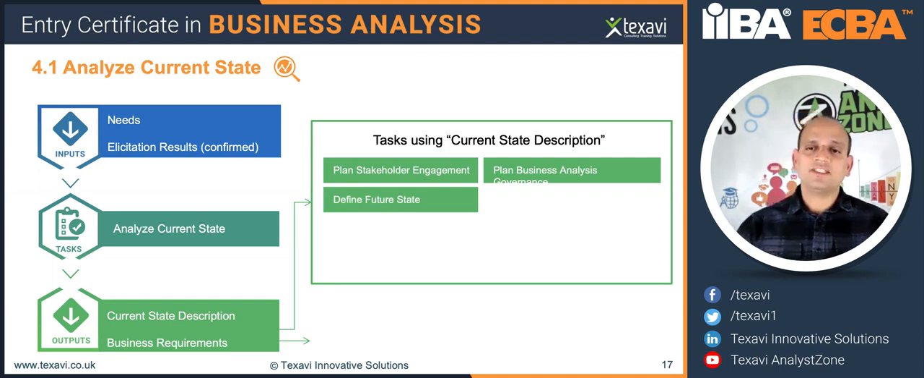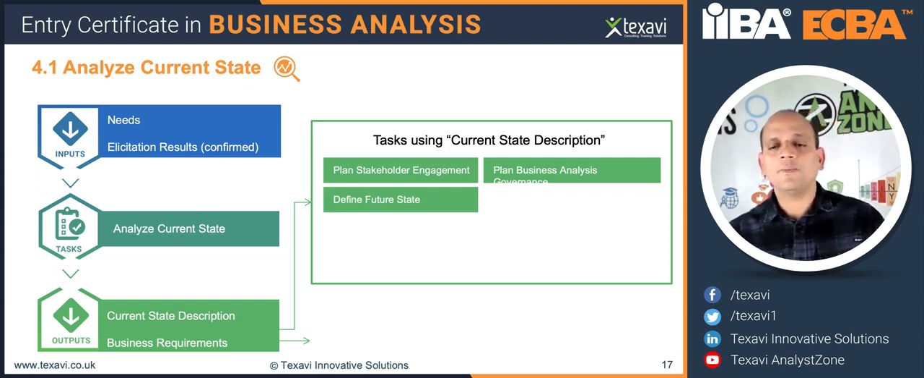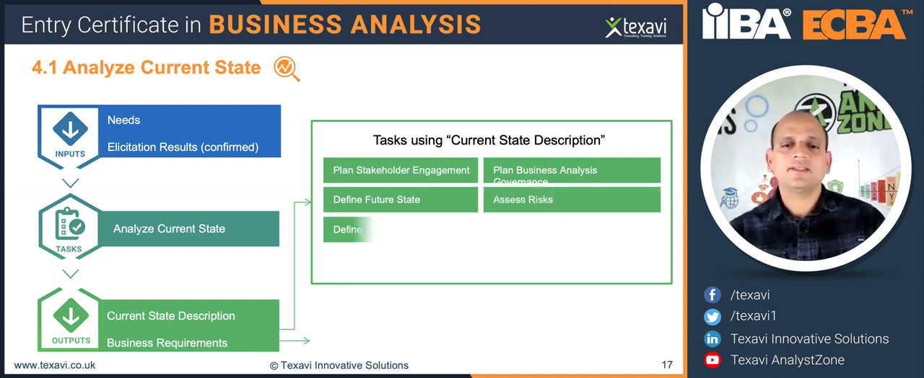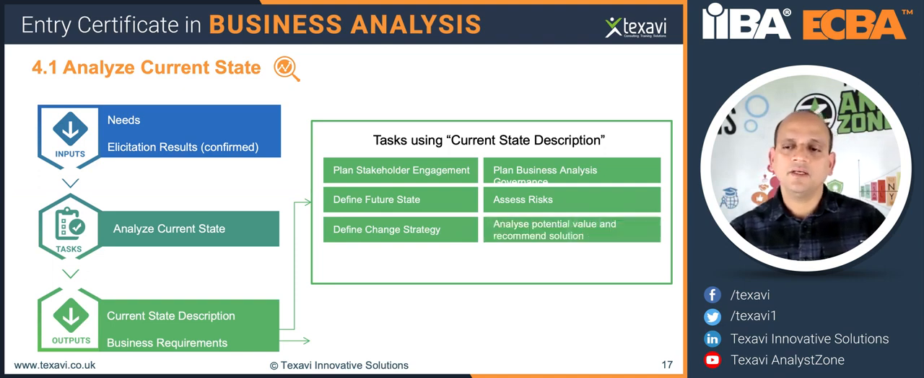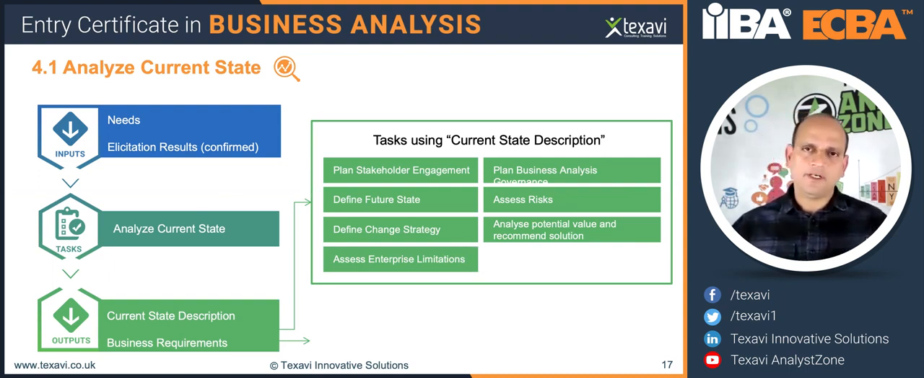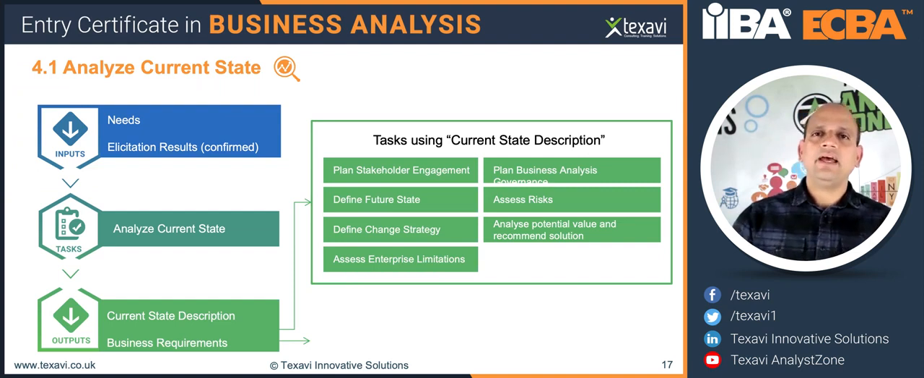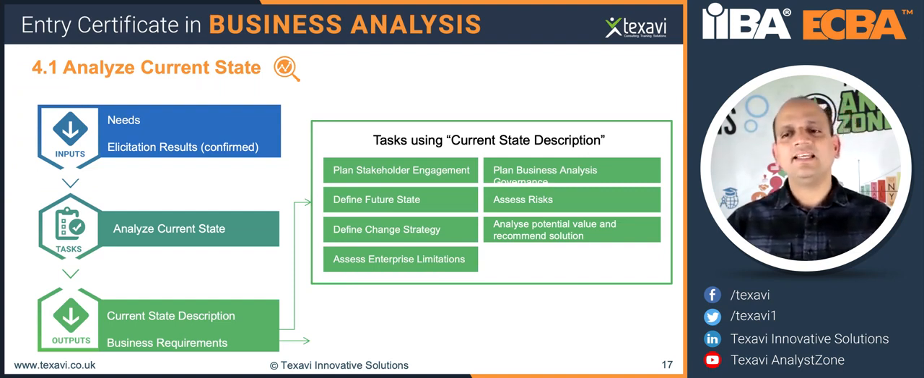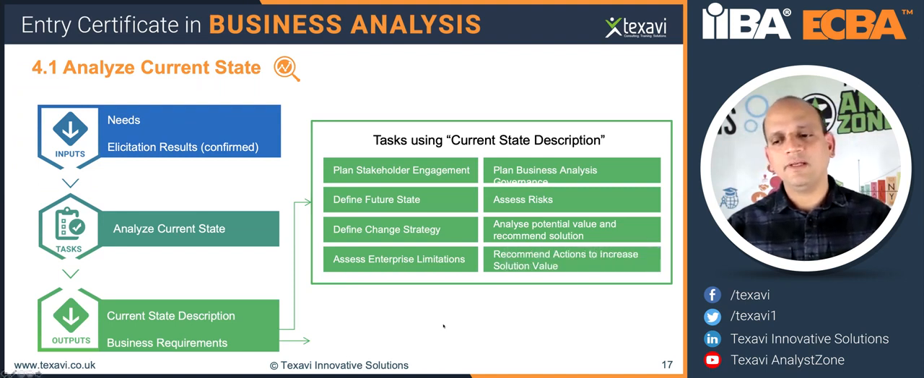We need to define the future state again, to be able to come up with what could be done in the next few months or years, assess risks, define change strategy. So all of these: analyze potential value and recommend solution, assess enterprise limitations. Look at what limitations we have, what constraints we're operating on, what resource limitations we have. Are we having any shortage of skills, for example? Are we having any shortage of tools, the techniques that we can try and deploy? All of those need to be looked at.